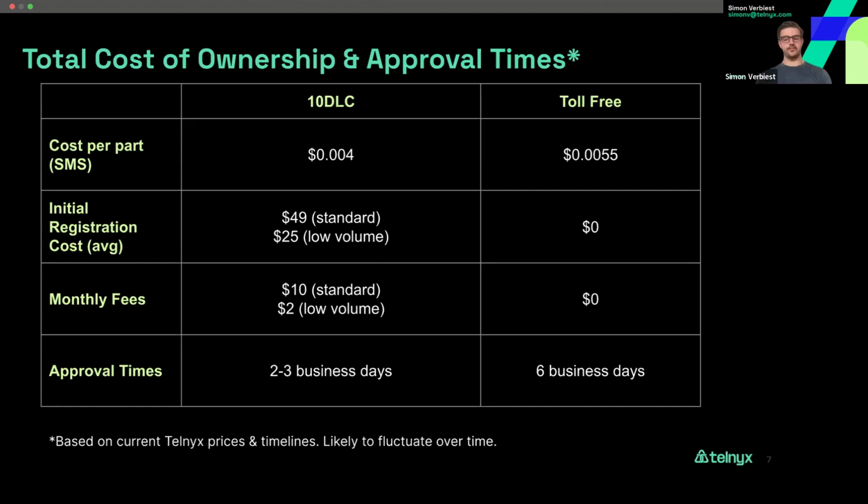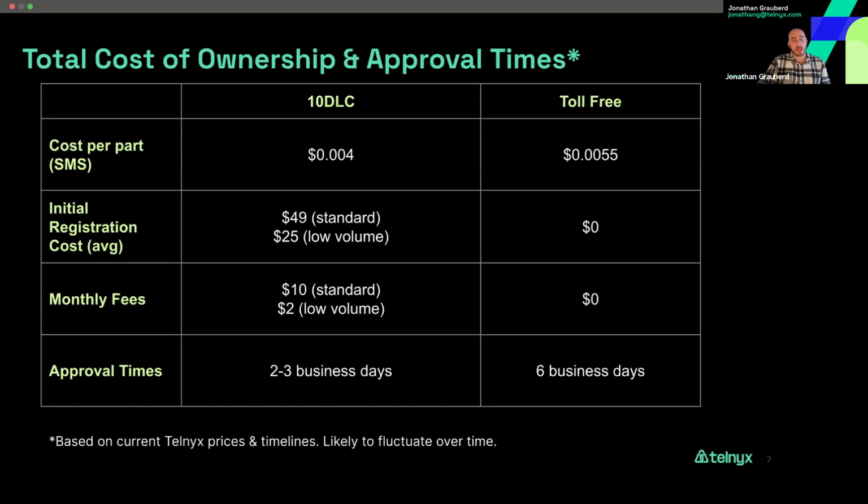Cool. A related question. I know we're not really talking about this topic today, but I often get people asking me, well, what about shortcode? Sure. So shortcodes have the highest throughput of any delivery method for A2P messaging. And they have the highest deliverability.